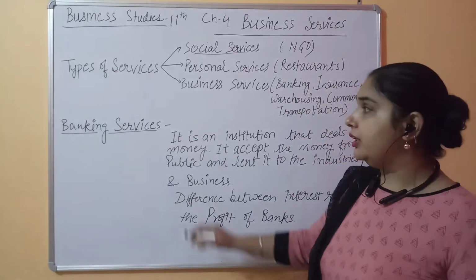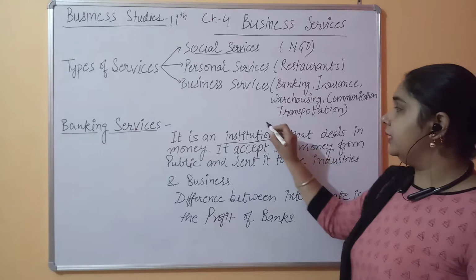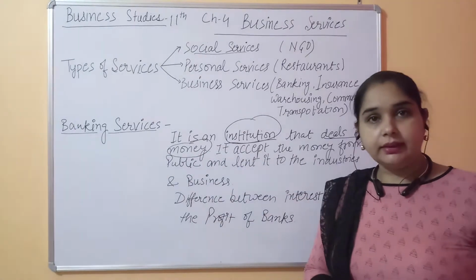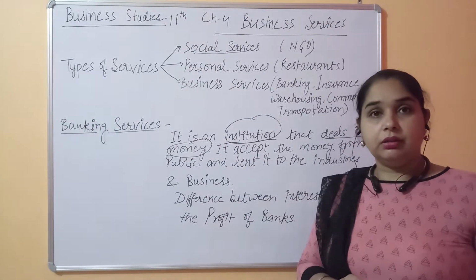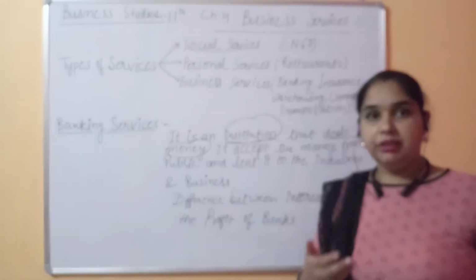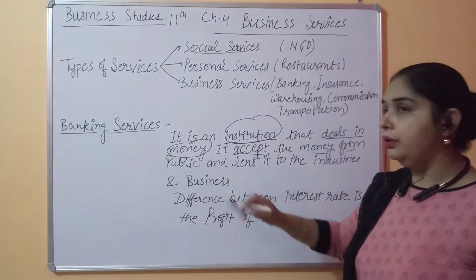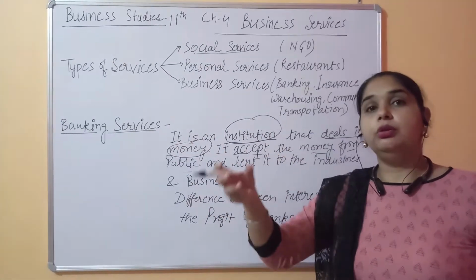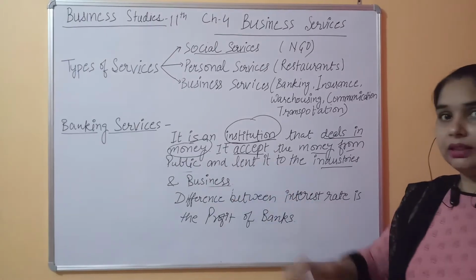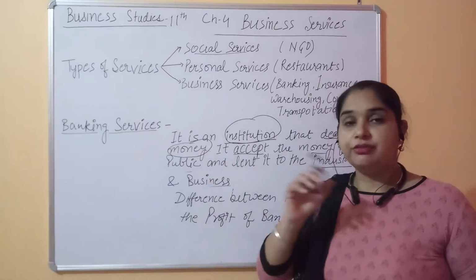So here we are discussing first of all the meaning of banking services. What is the meaning of banking service? I have written here, it is an institution that deals in money. So bank is an institution, a corporate body, a separate institution that deals in money. What do we do in the bank? We deposit our money. So the bank accepts the money of the public, and then it grants it to the needy people who borrow money from the bank. Industries and business enterprises borrow money. We have seen that many people take loans. So banks provide such services.